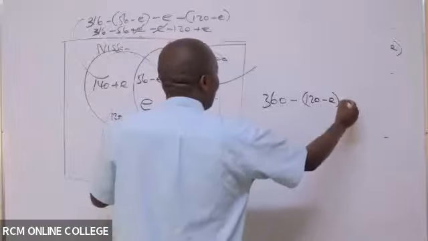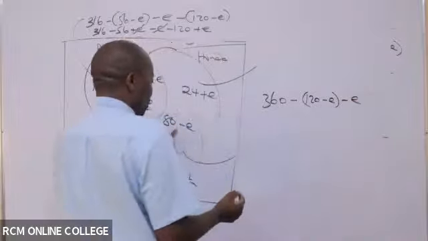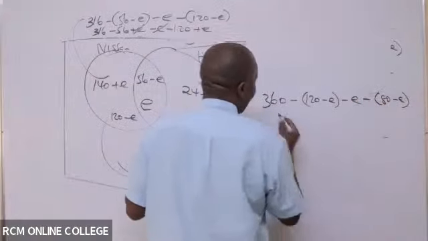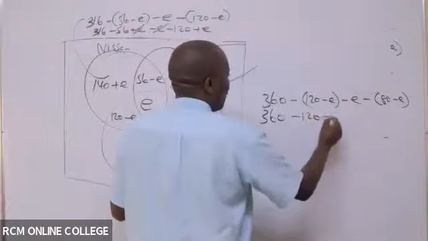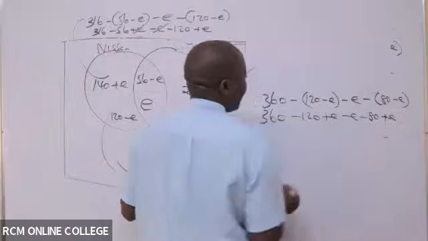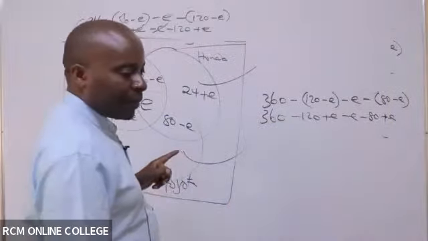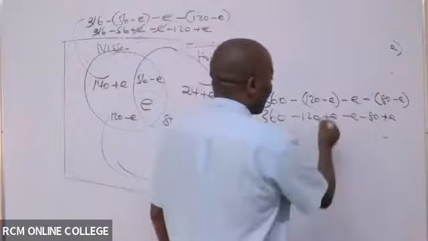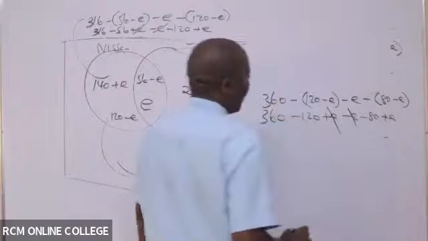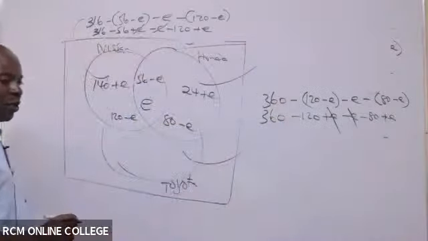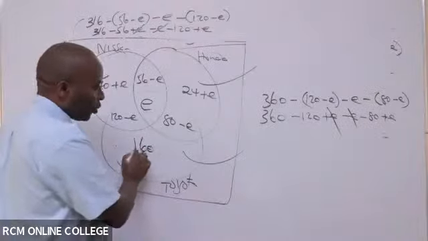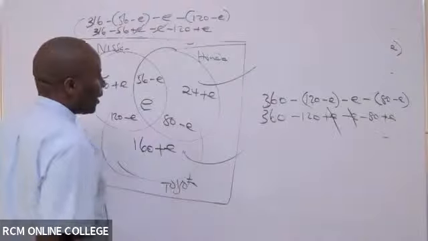This E is alone, so I don't have to put it in brackets. But this 80 is not alone, so I have to put it in brackets: minus 80 minus E. So this will be 360 minus 120 plus E minus 80 plus E. Then we shall cancel the E and E. So 360 minus 120 minus 80 gives me what figure? I'm now being told it's 160 plus this E that is left there.